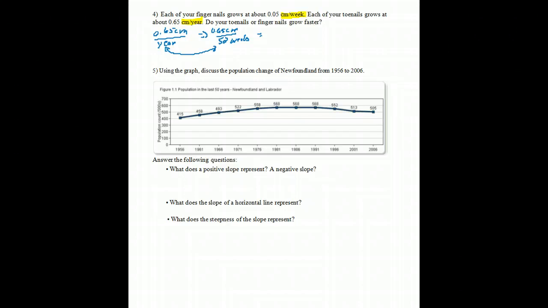and we will work it out to a growth rate of 0.0125 centimeters per week. The growth rate you're seeing here now, instead of thinking about centimeters, if you want it, is growing at about half a millimeter per week here, and 0.1 of a millimeter per week here. So fingernails grow faster than toenails.